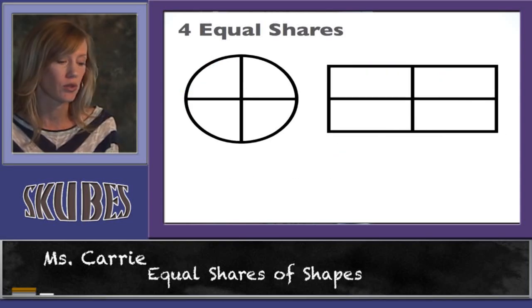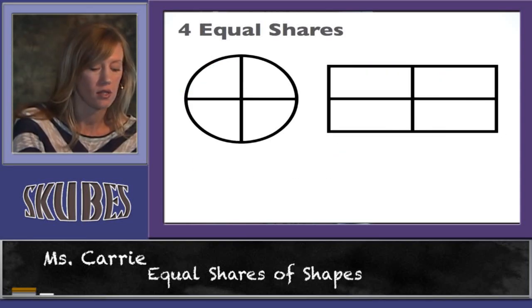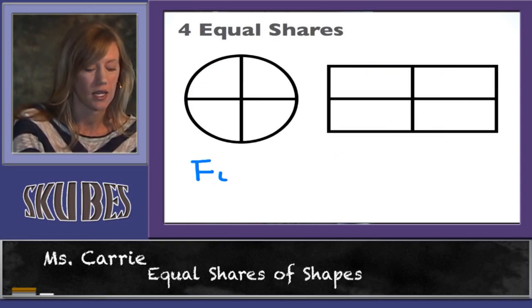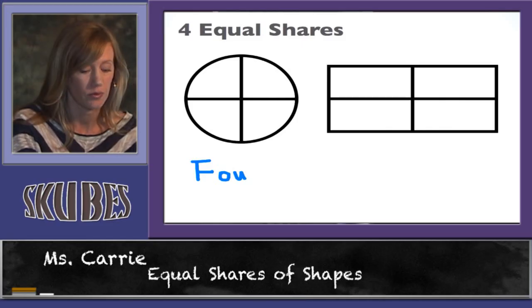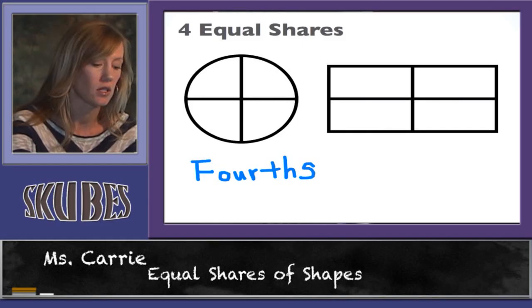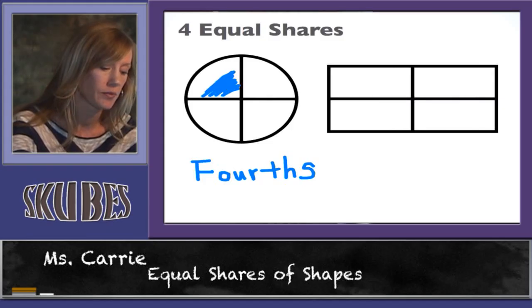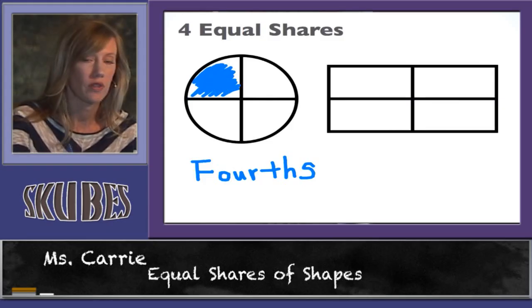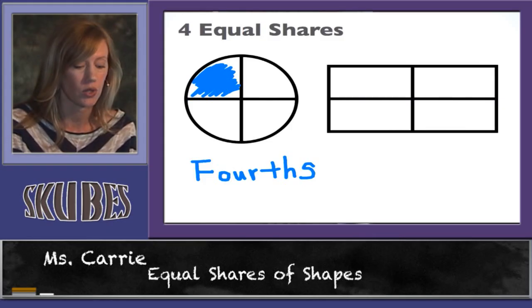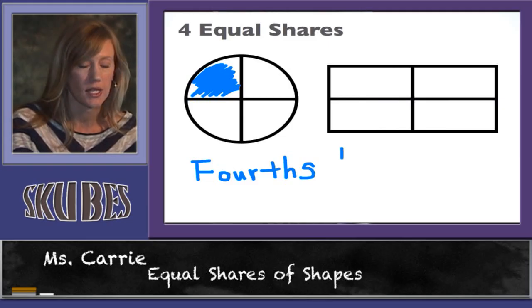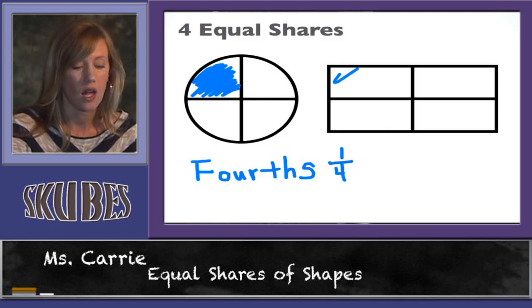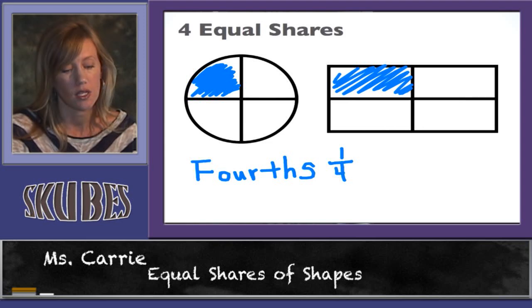Let's look at 4 equal shares. These are divided into what we call fourths. If we decided to color one piece, we would have colored 1/4 of that circle. 1 is the amount we colored. Your line means out of 4 total pieces. So that was 1/4.